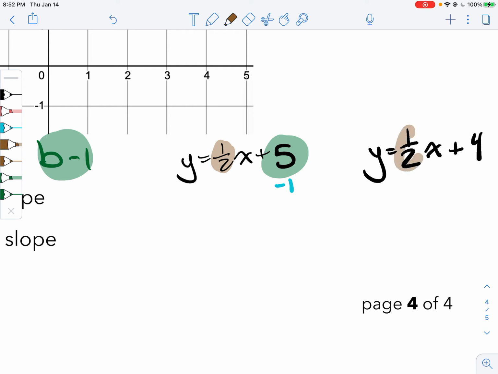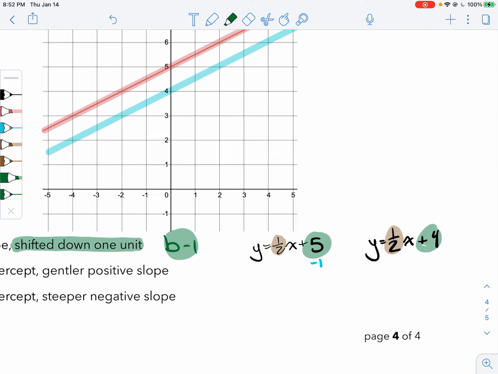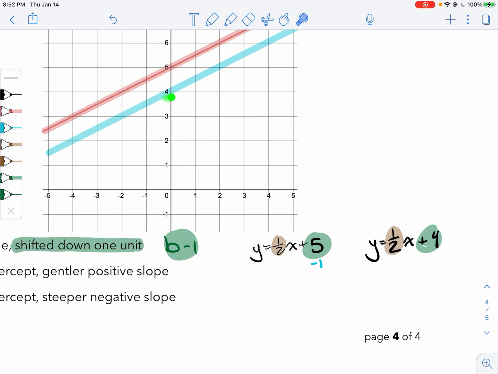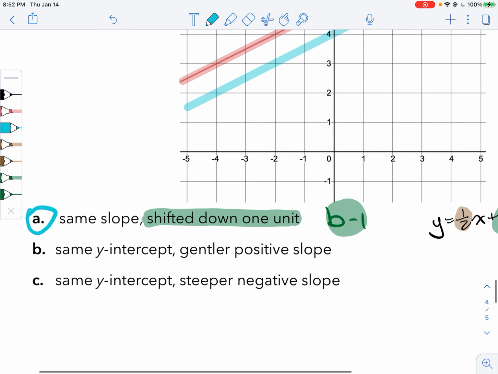And now let's check real quick. Does that match the graph that we have? Do we begin at 4? We do. Do we still go up 1 over 2, up 1 over 2? We do. Excellent. So we did that. Okay, let's do it again.